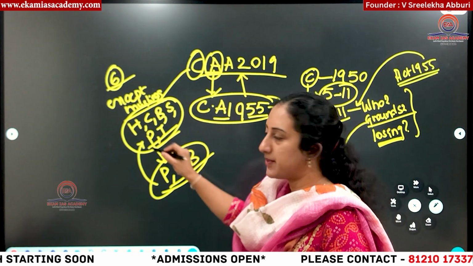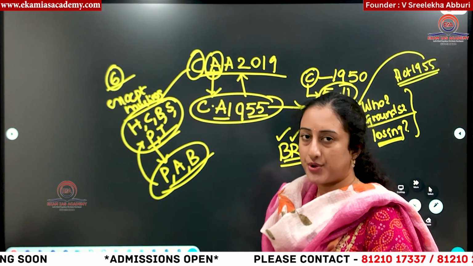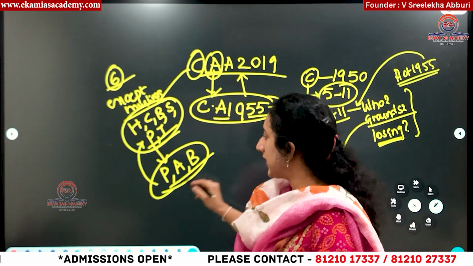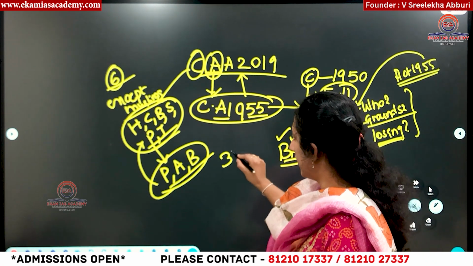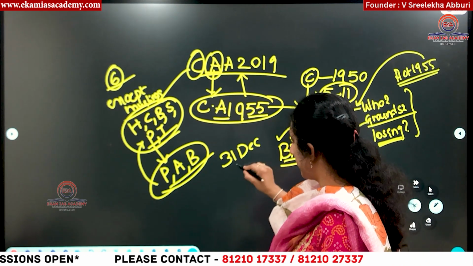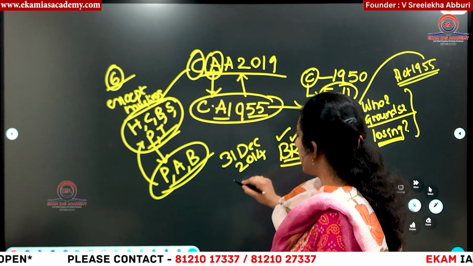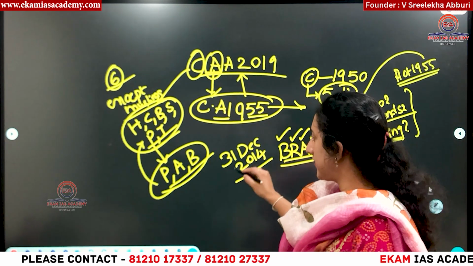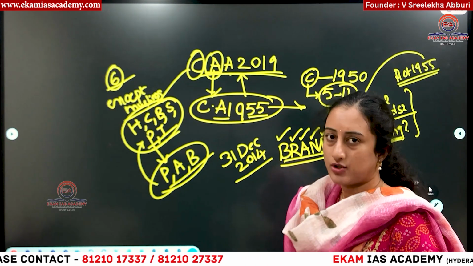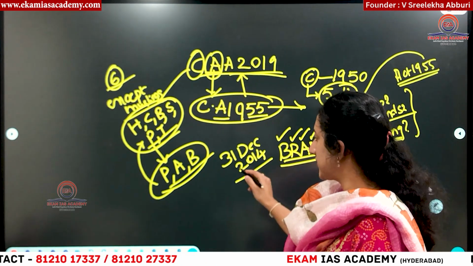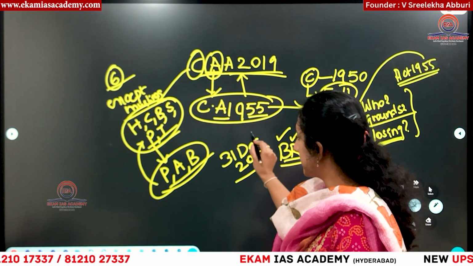If these people are facing religious persecution, and if they enter into India before 31st December of 2014, they can be granted citizenship under this particular act of 2019. So this is the main objective. This is a cutoff date.